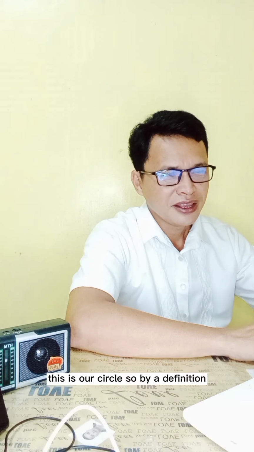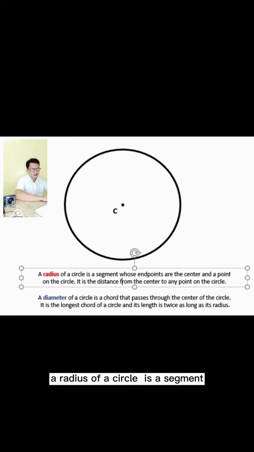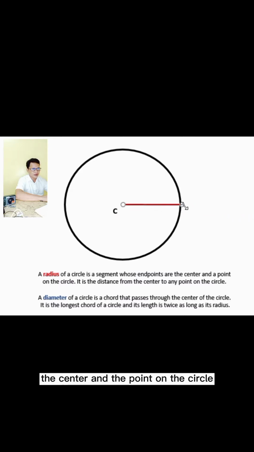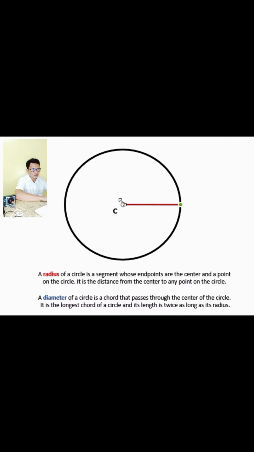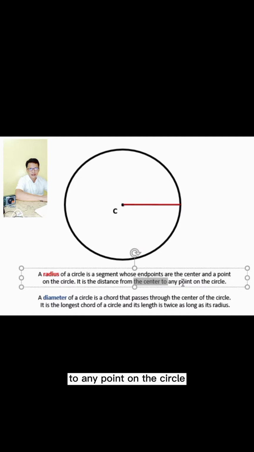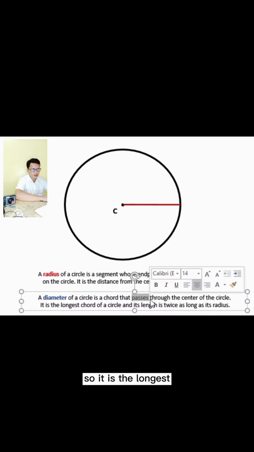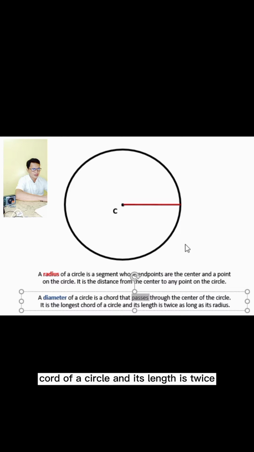So let's find out. This is our circle. By definition, a radius of a circle is a segment whose endpoints are the center and a point on the circle. It is the distance from the center to any point on the circle. Okay, so this is the radius of a circle. And a diameter of a circle is a chord that passes through the center of the circle.